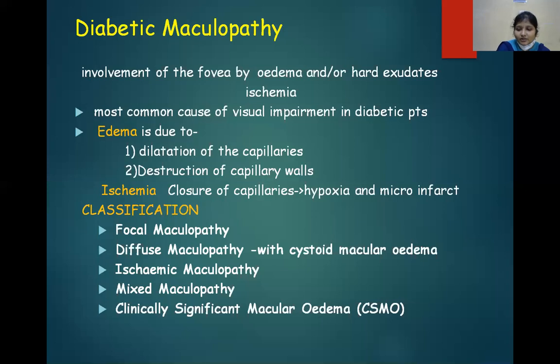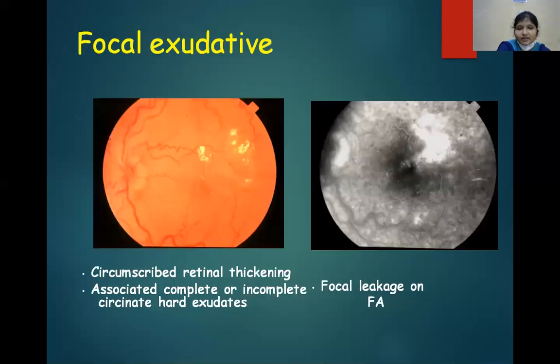Previously, I have shown that when there is disruption of the capillary wall, the blood retinal barrier is lost, so there will be exudation and edema of the retinal tissue. When this occurs in the macula, it is called diabetic maculopathy. So how do you classify diabetic maculopathy? It is classified into focal exudative, diffuse exudative, and mixed maculopathy, ischemic maculopathy, and clinically significant macular edema.